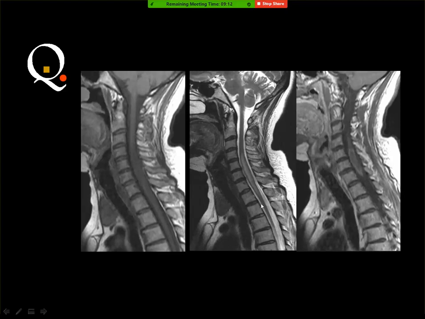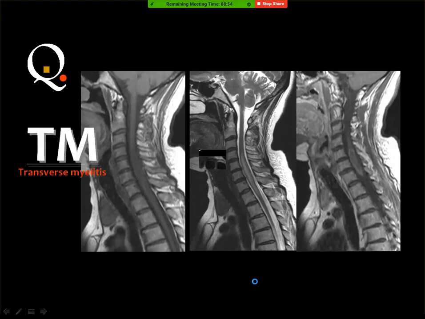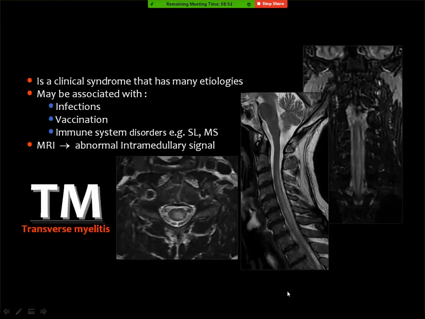But if you see a longitudinal abnormal signal within the spinal cord, then the diagnosis is transverse myelitis. And transverse myelitis can sometimes enhance. Then transverse myelitis is not a diagnosis. It is just a description for differential diagnosis. What are the causes of transverse myelitis or the causes of abnormal signal inside the spinal cord?